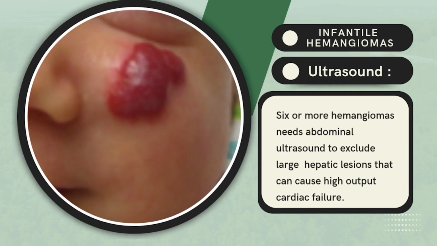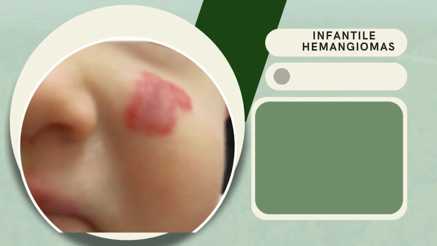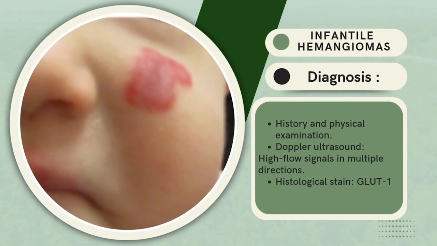If an infant has 6 or more hemangiomas, an abdominal ultrasound is recommended to rule out large liver lesions that could lead to heart failure. Diagnosis: diagnosis is typically made through history and physical examination. If there's uncertainty, a Doppler ultrasound can confirm high-flow signals. A GLUT1 histological stain is also diagnostic.